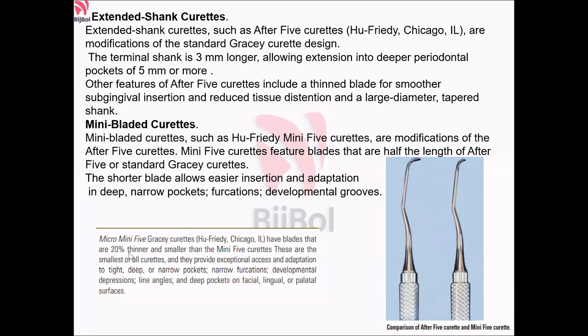Now there is also one more modification called micro mini 5 Gracie curettes. What happens here is the blades are 20% thinner and smaller than the mini 5 curettes. So these are the smallest curettes and they give you exceptional access to and adaptation to the tight, deep, narrow pockets, furcations, developmental grooves, line angles, point angles, etc. Okay, these are the modifications of curettes.